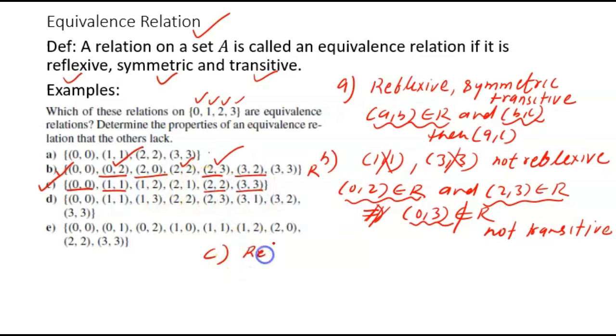So it is reflexive because for all the four elements 0, 1, 2 and 3, we have (0,0), (1,1), (2,2) and (3,3). So reflexive is there. Whether it is symmetric: we have (1,2) and we also have (2,1). So it is symmetric as well. There is no other ordered pair of the type (a,b) present.